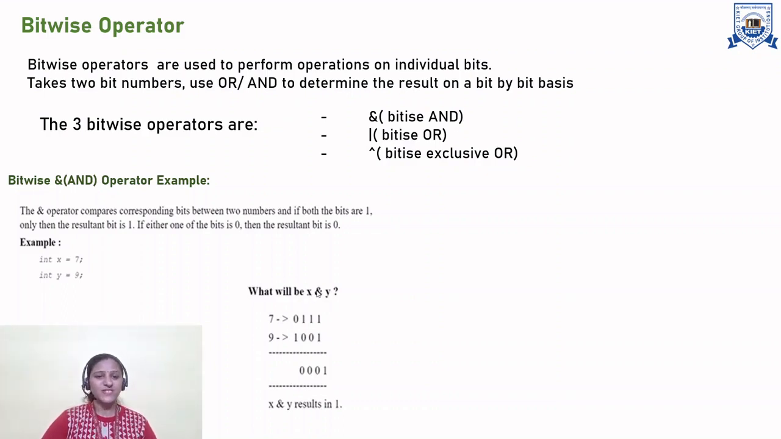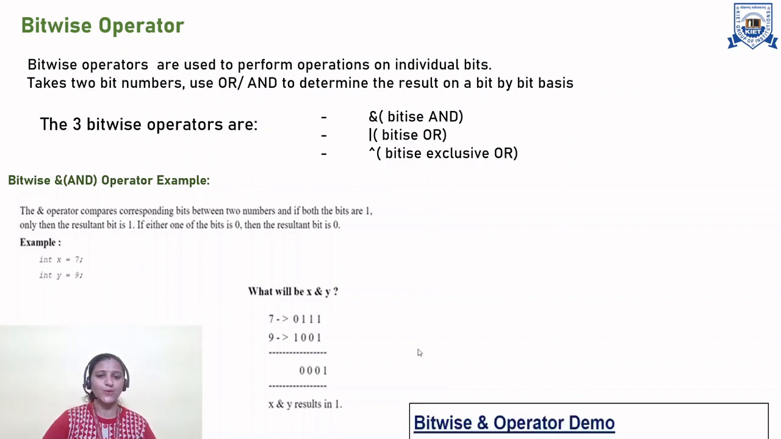Now, applying the ampersand, that is the bitwise AND, what will happen? Both bits must be 1, only then it will return 1. Here, only one expression has returned 1, another one is 0, so the answer will be 0. Here again, one is 0, so the answer will be 0. Here again, one is 0, one is 1, so the answer will be 0. So x ampersand y will return the value 1.